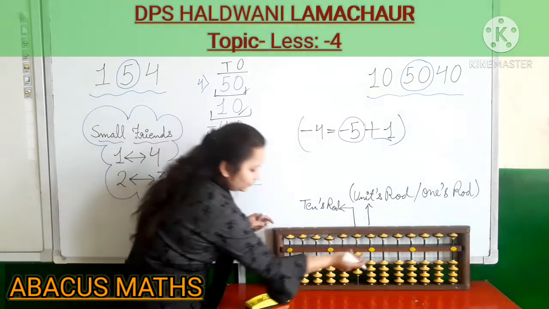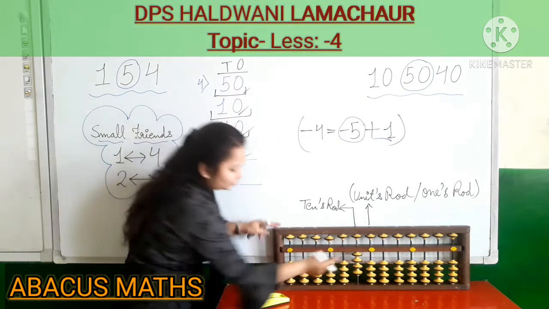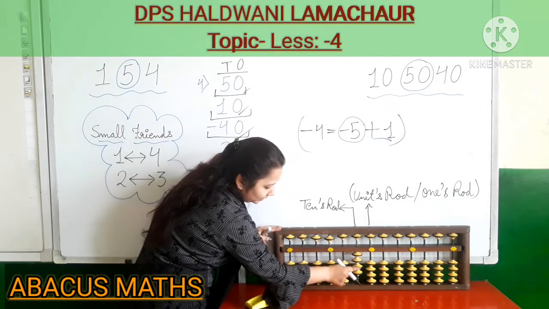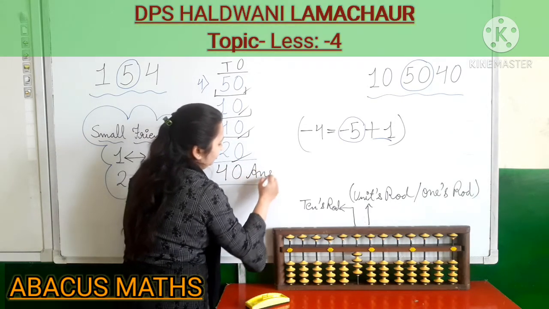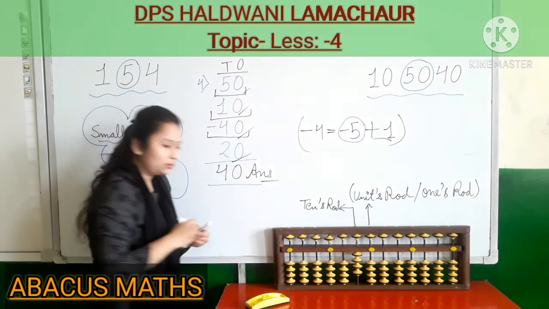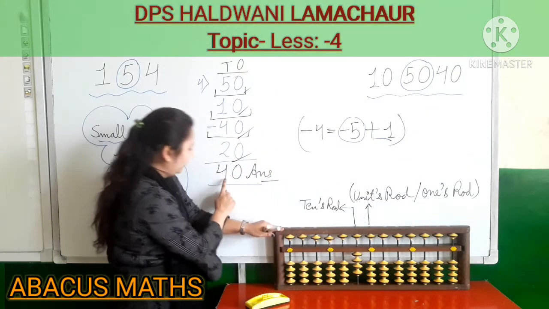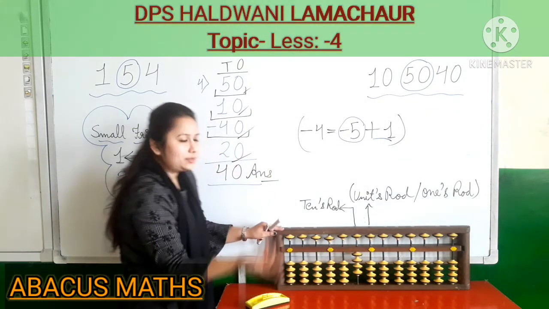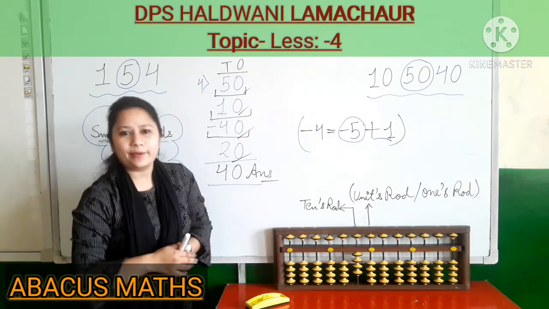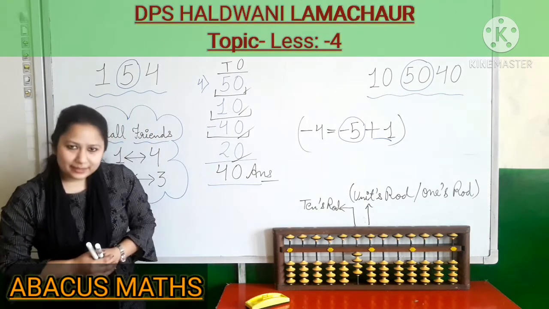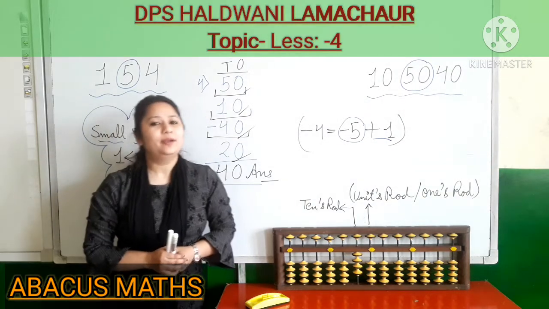Now count. See, 1's rod we have not used. See, count here. See, 10, 20, 30, 40. And this is your answer. You can do like this also, okay? Set 1, 2, 3, 4. And nothing means 0. So, your answer is 40. I hope kids that you get these sums which we have done today.